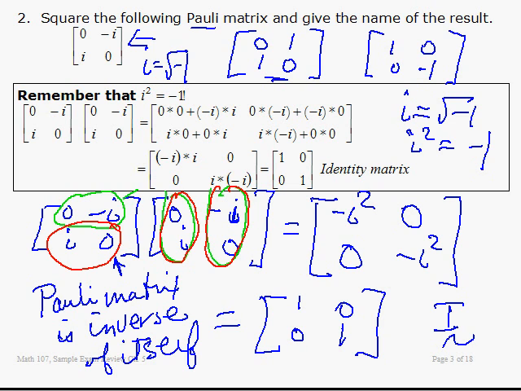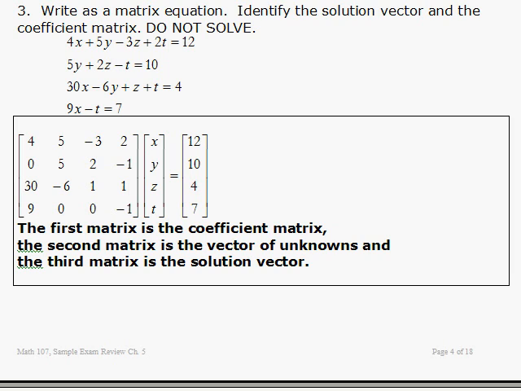Be sure you know how to square these matrices too. In this question, you're asked to write as a matrix equation. A matrix equation has an equal sign. And then you have to identify the solution vector, the coefficient matrix, okay? And you should also identify the vector of unknowns.